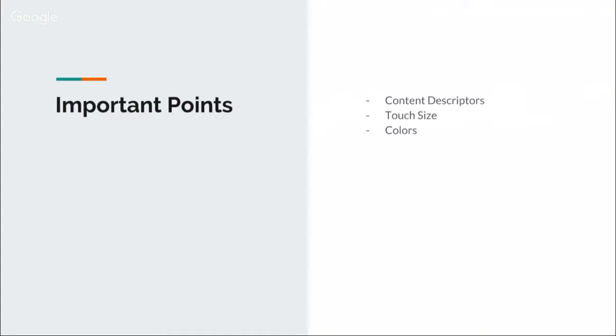The important points of this lesson are, I think there are 3 points: the content descriptors, the touch size, and the colors. The colors aren't really a part of the exercise, but I think it's an important topic when we're talking about accessibility. So, a content descriptor. What is a content descriptor? It's used to give information about an item. It may be a button or an image.